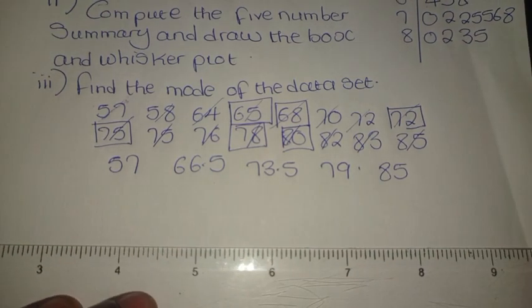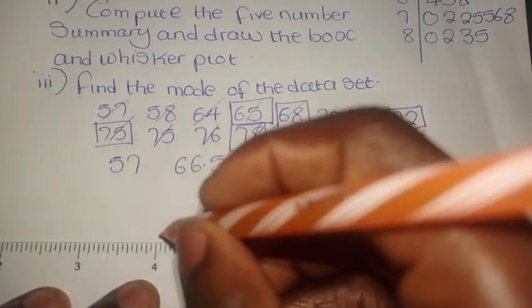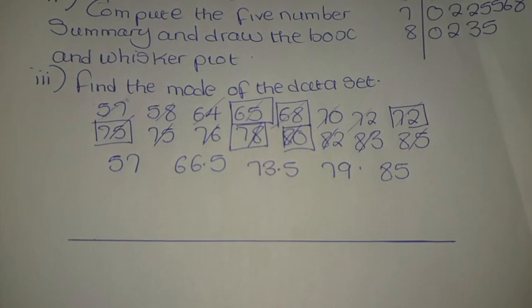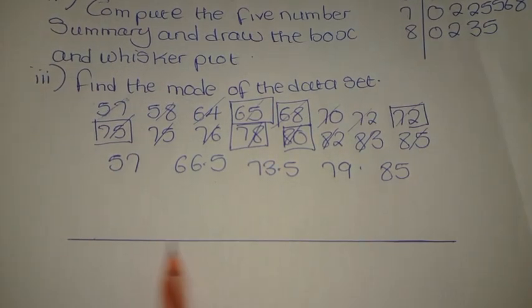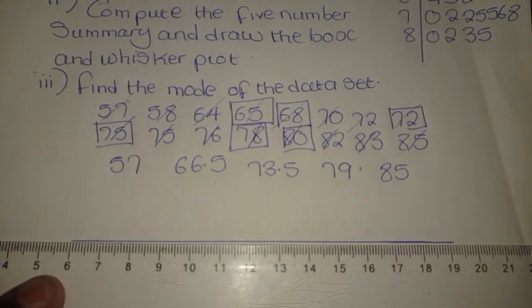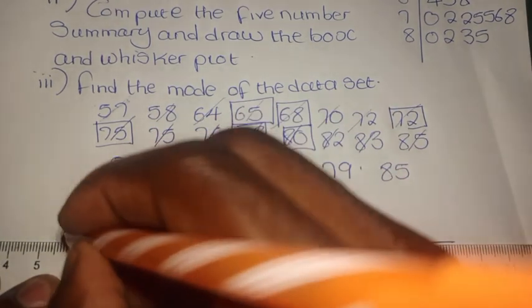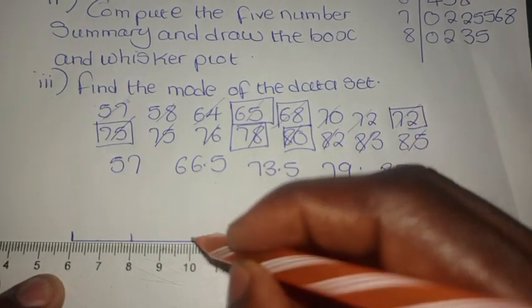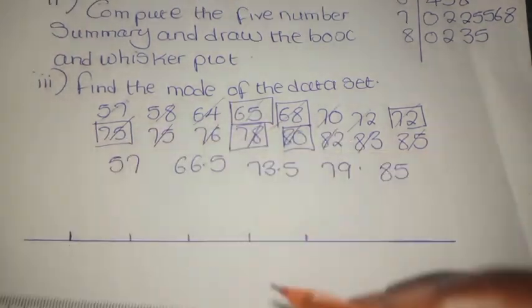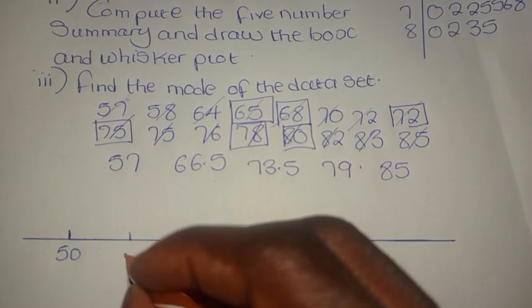So what we do now, for us to draw the box and whisker, remember, this is a line which you need to make use of. If you look nicely at the numbers that you have been given, it's 50, 60, 70, 80. So we'll group these in groups of 10 so that they can make a little bit more sense. So we start from 50, 60, 70, 80, and 90. So we can say we have a 50 here, a 60 there, a 70, 80, and 90.